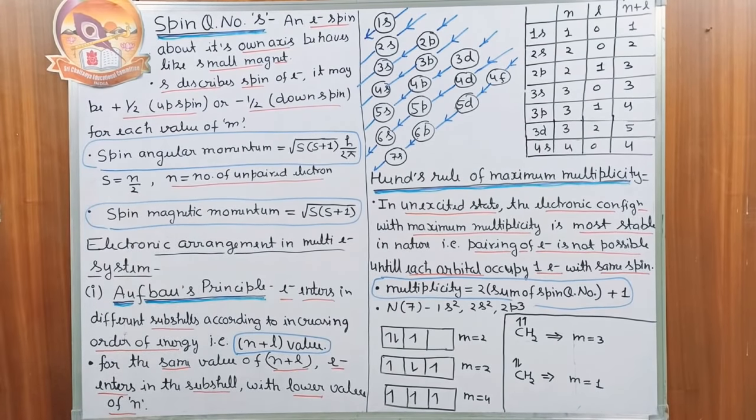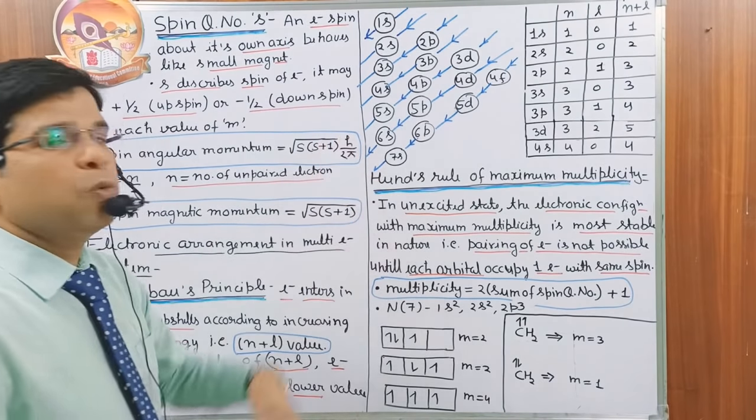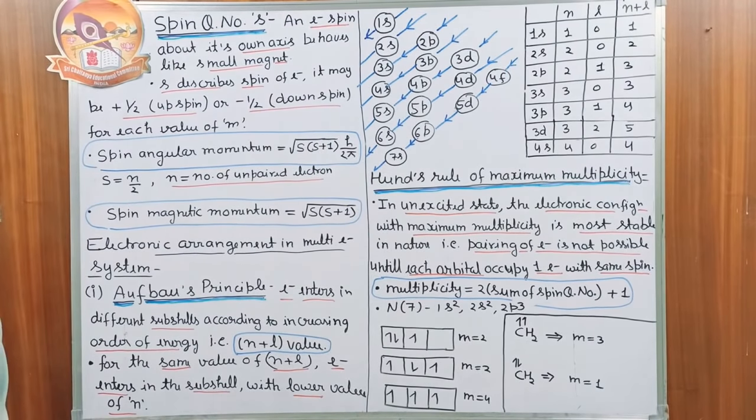is n/2. This capital S is not the spin quantum number; this capital S is something else. This capital S is n/2, where n is the number of unpaired electrons. As I have told you last time, if we remove the h/2π from the angular momentum, then only the magnetic moment remains. So the spin magnetic moment of the electron is calculated by √(S(S+1)).